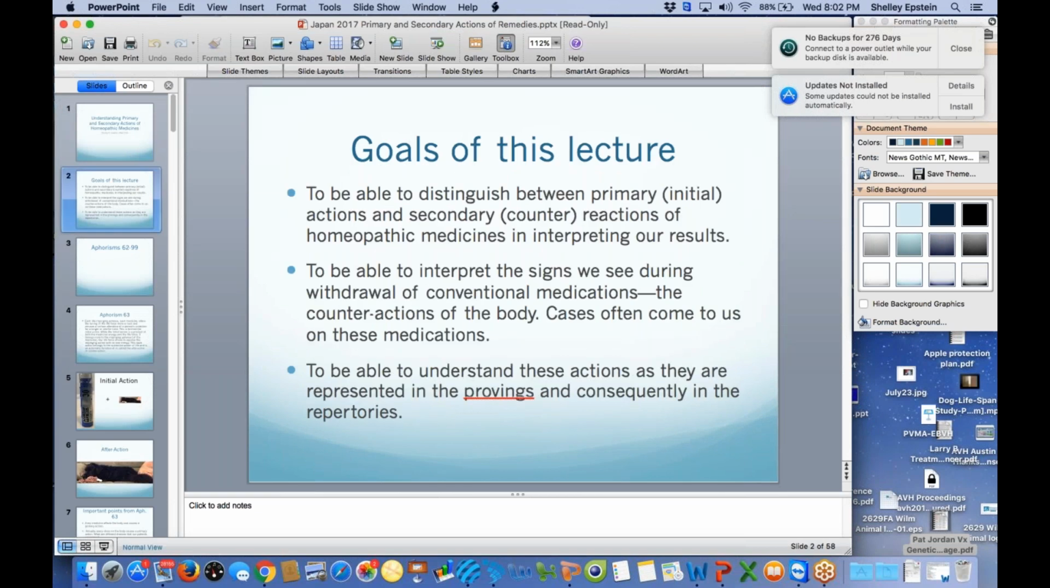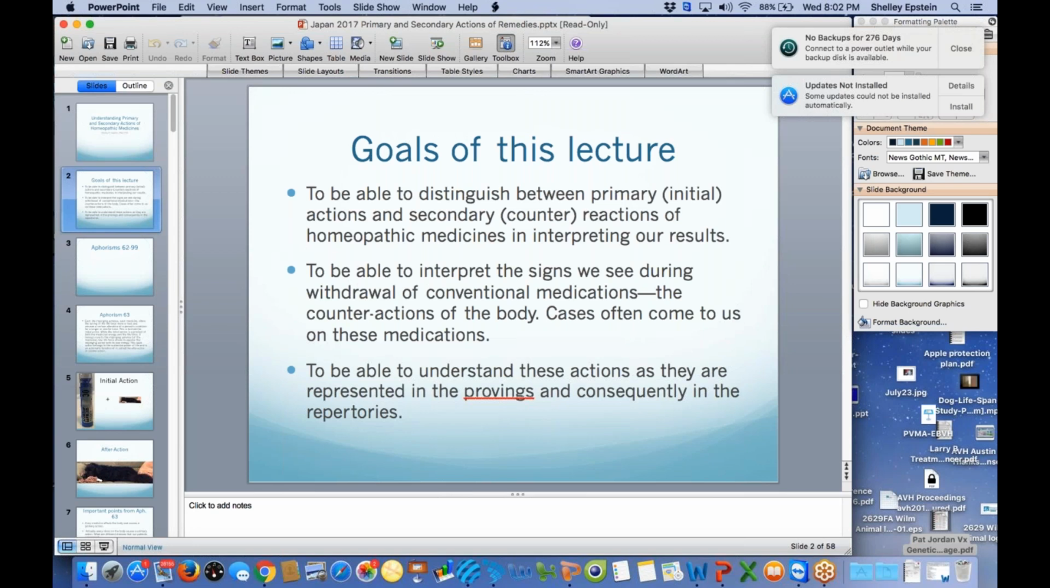There we go. So tonight, my goals for everybody: one of the hardest things, I think, is distinguishing between the primary or initial action of the remedy and then the secondary, or what we call the counteraction or reaction of the remedy that we're giving. And we'll get into that in a little bit.